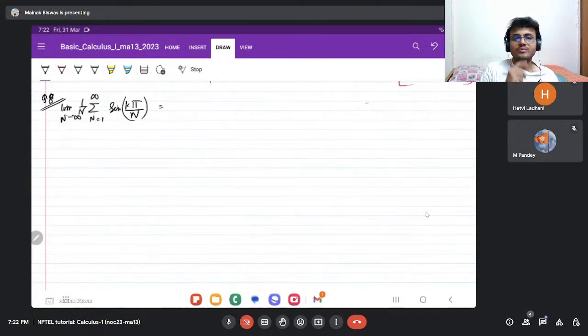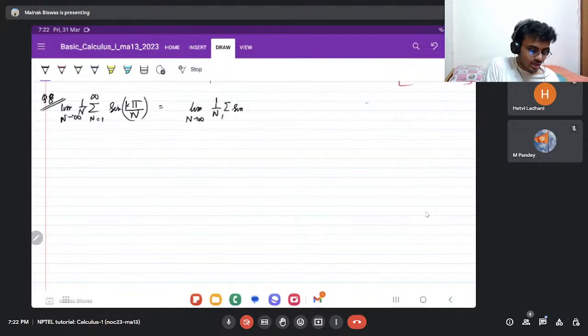So any idea? What should be the function? How should I write it? Let's write it in the general form. The limit as n tends to infinity of 1 by n times the summation from k equal to 1 to n, this should be n, not infinity, because we're already taking the limit, of f of 0 plus k pi by n. Agreed?